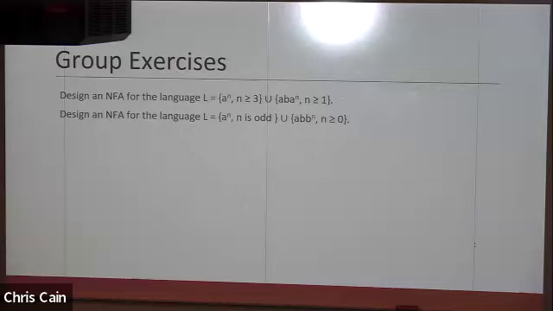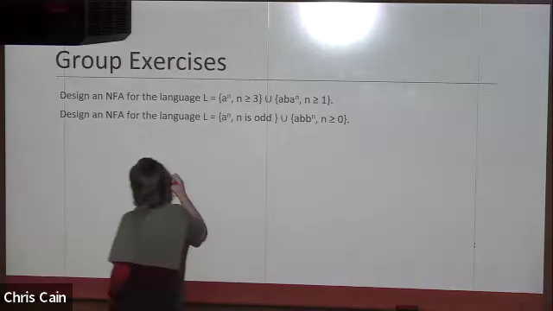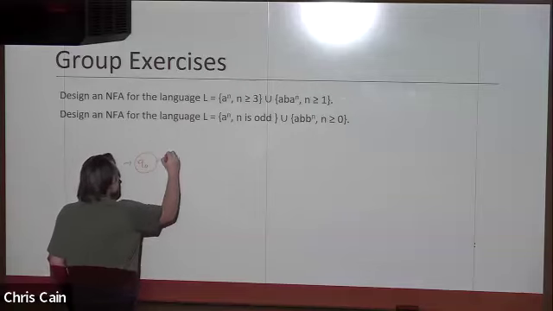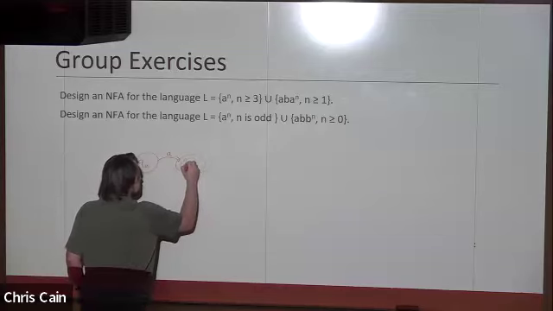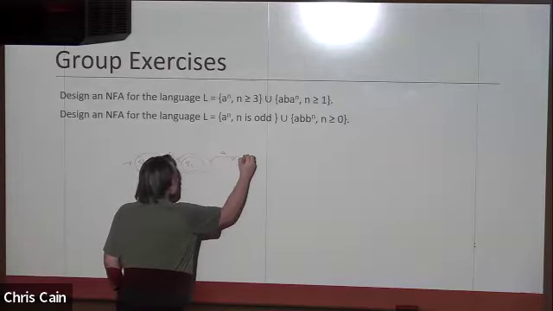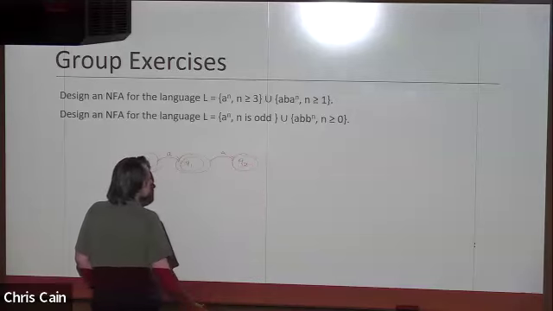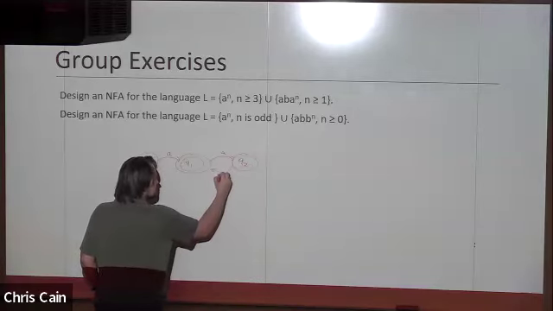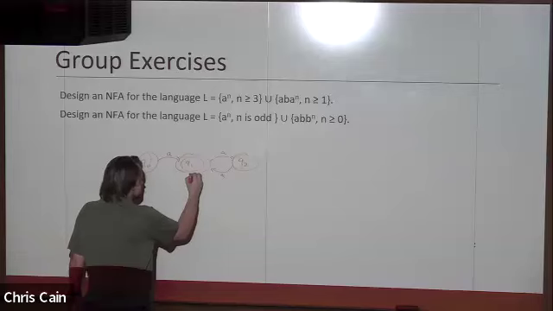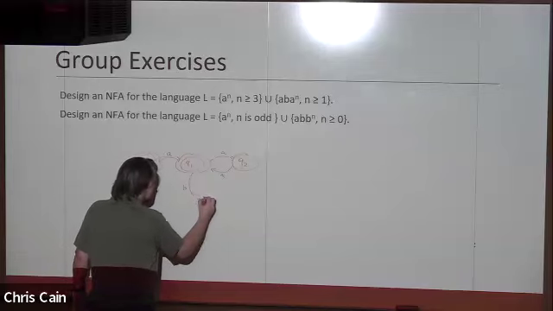How about the second problem? Anyone want to walk me through a solution that they've come up with for the second problem? Yeah. From Q0 on an A, you go to Q1 as an accepting state. Then from Q1, you go to Q2 on an A, which is not an accepting state. Then from Q2, you go back to Q1 on an A. Another transition from Q1 is going to be on a B, to another non-accepting state.